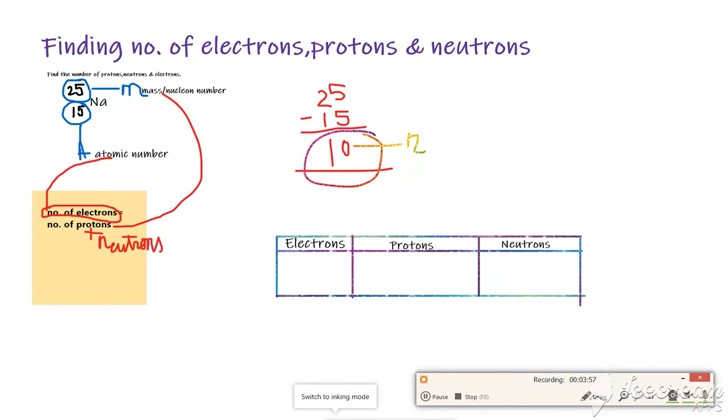So the data is, the number of electrons is 15. So the number of protons will also be 15. And then the number of neutrons would be 10. Yay! Now the examiner will mark us 10 out of 10.